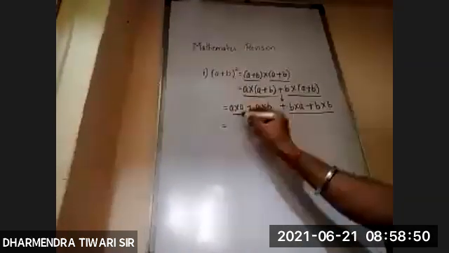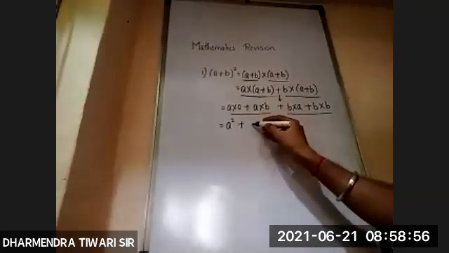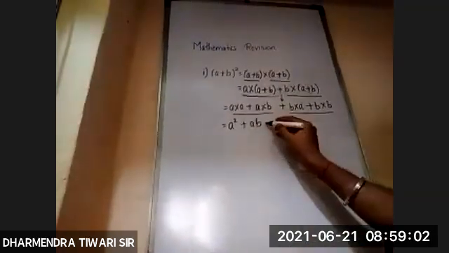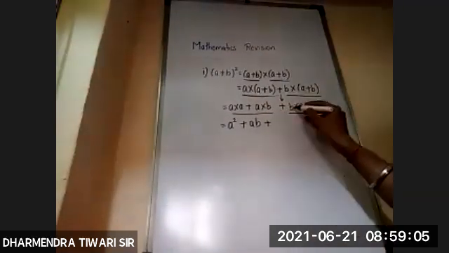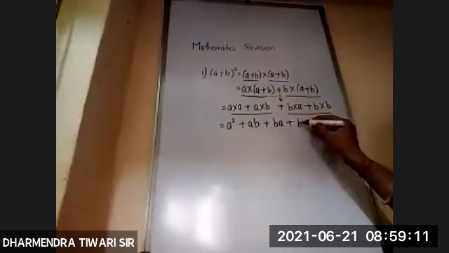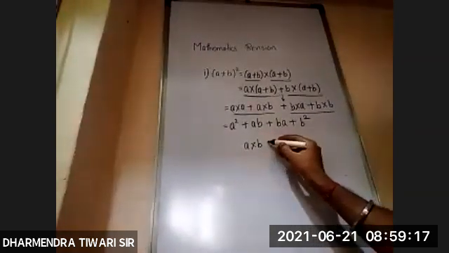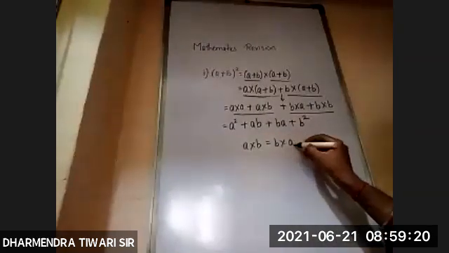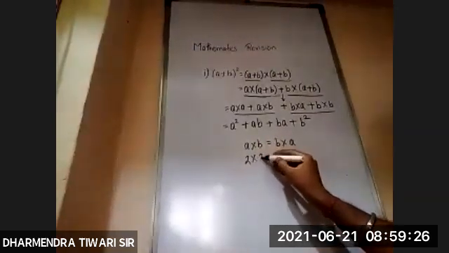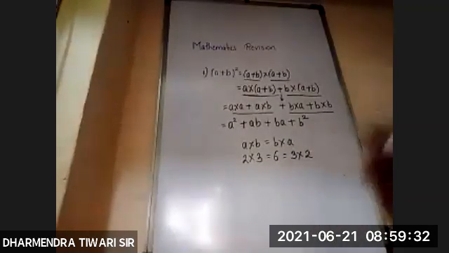Now what do you need to do? A into a is a square, plus a into b is ab, plus b into a is ba, plus b into b is b square. Now, as we know that a into b is the same as b into a. Why and how? We will take a particular example to understand this. 2 threes are 6, and 3 twos are 6.